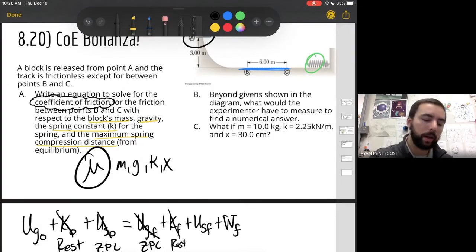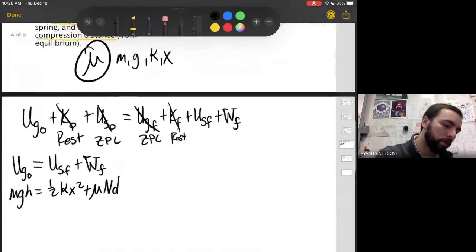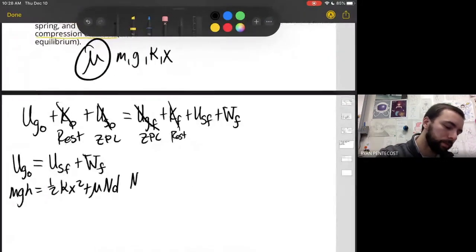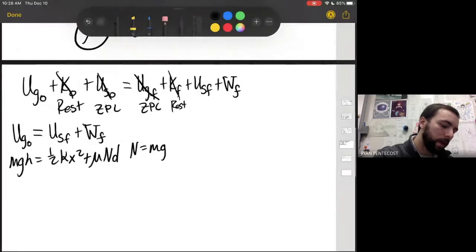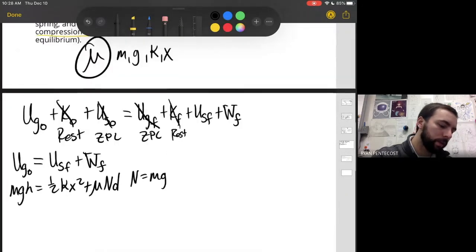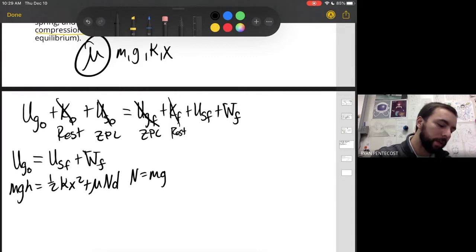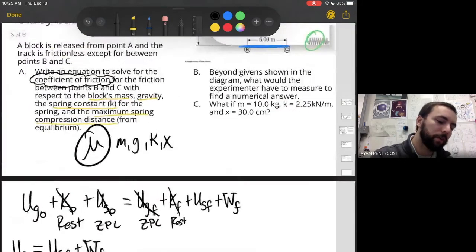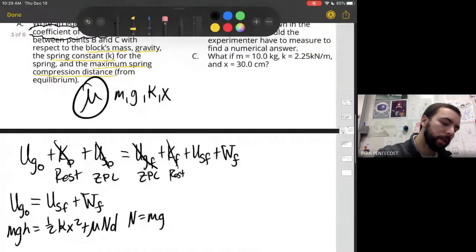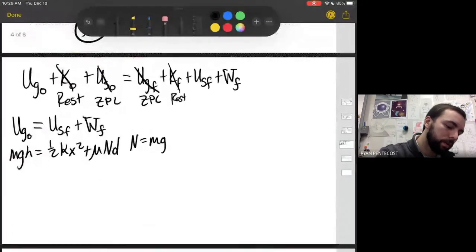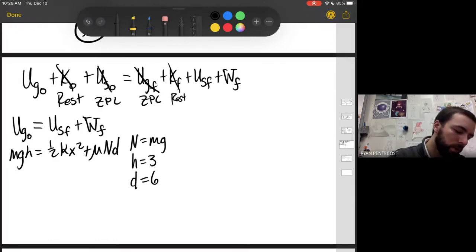You can draw a free body diagram. There's no other forces acting other than mg, normal, and force of friction. So normal equals mg. And let's see, what else is illegal? H is illegal and D is illegal. Well, we actually have values for that. H is 3 and D is 6. H equals 3, D equals 6. So we can actually just plug those in and we can solve for mu.